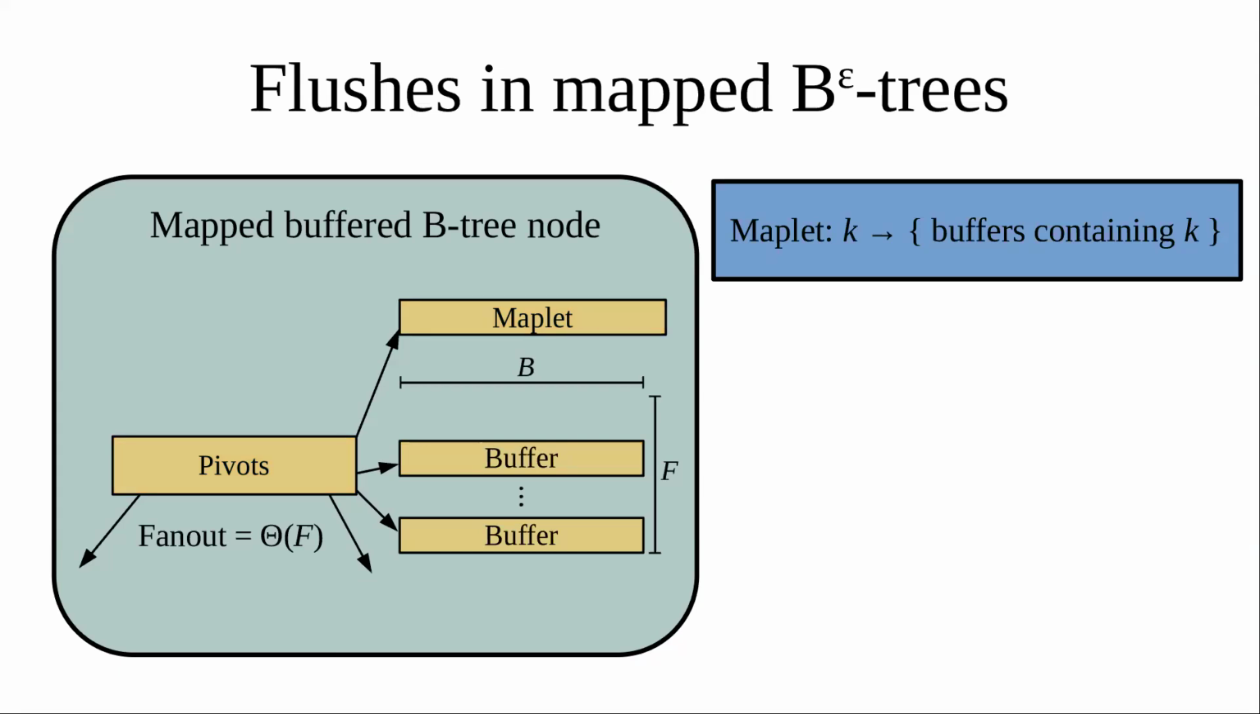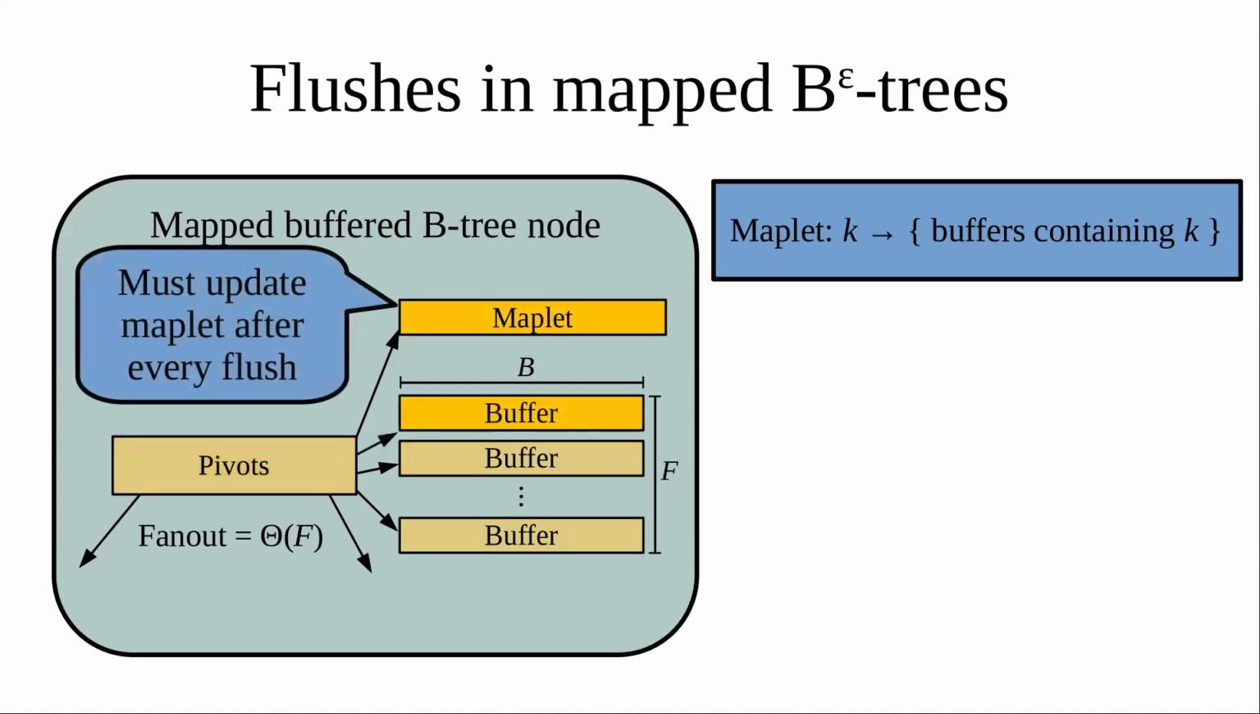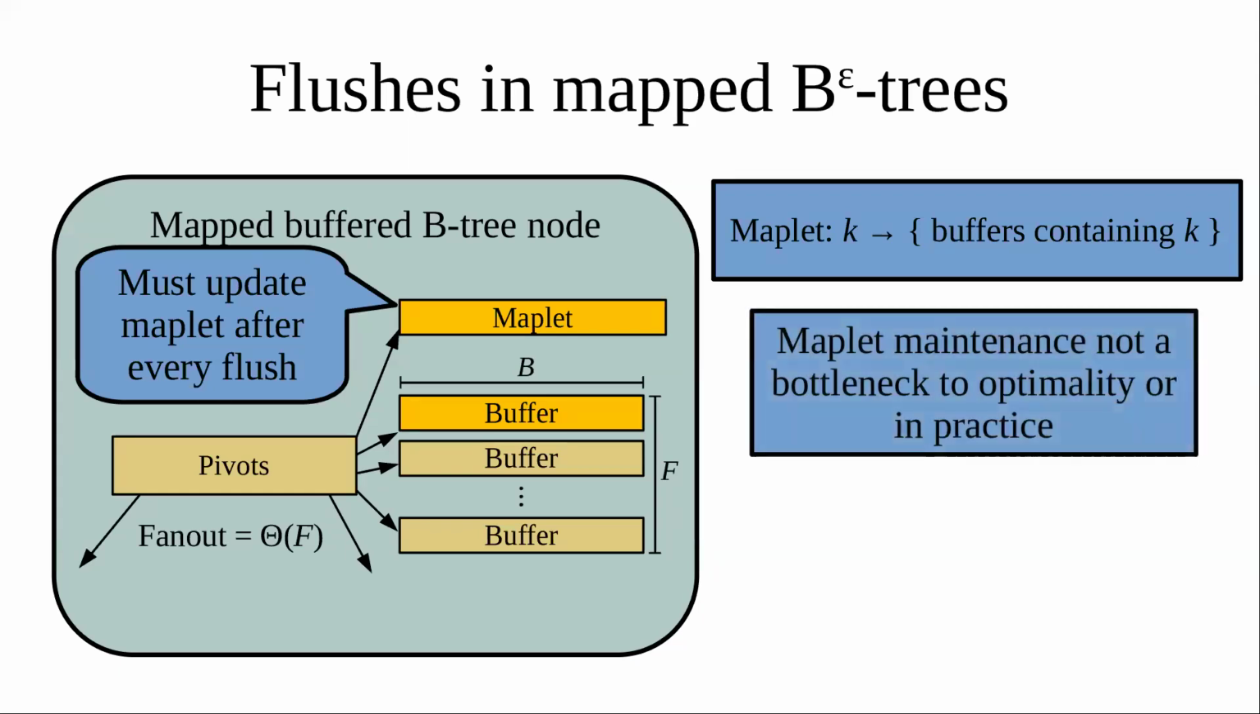Now, what about flushes? So we've added this maplet data structure, but we have to maintain it. Every time we flush a new buffer to a node, we have to update the maplet to map all these keys to say, you now have to look in this buffer as well. And so you might worry, is that maplet maintenance going to screw up the insertion complexity for the data structure? There's just a bunch of algebra to getting through to showing you that it does not. But I'm just going to say for this talk, it does not.